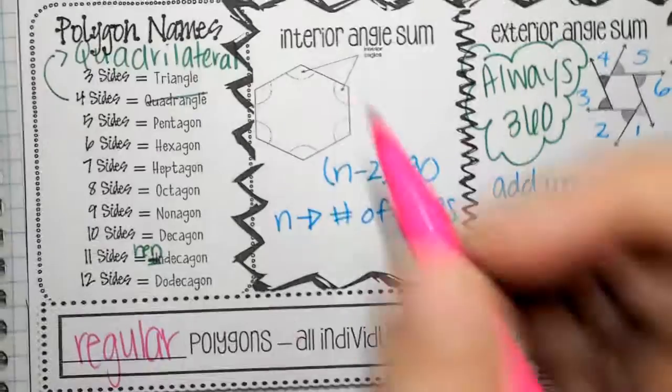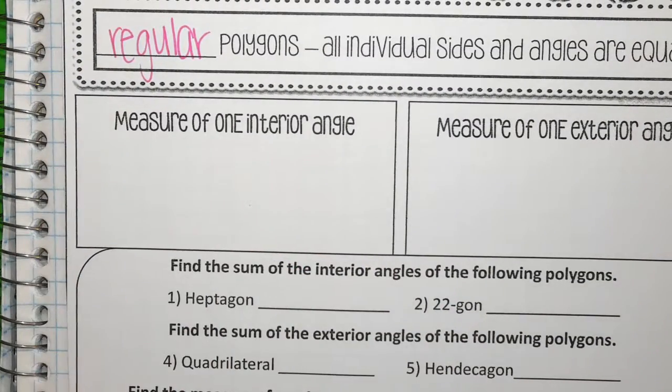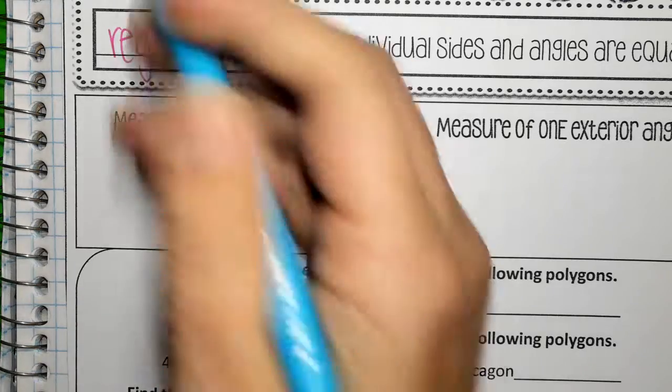Alright, so if we know that the sum of the interior angles is n minus 2 times 180, how would we find one of them? Divide by what? If you divide by 1, it gives you the same thing. The number of sides. Yes.